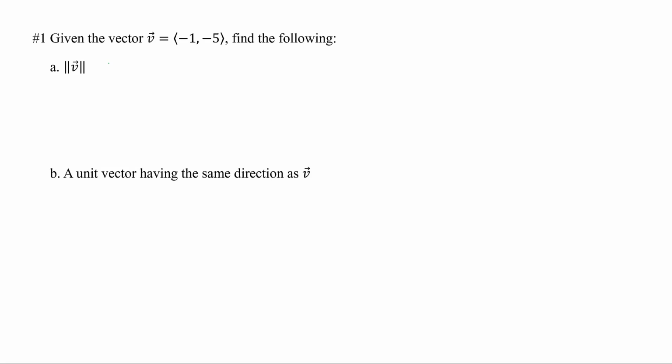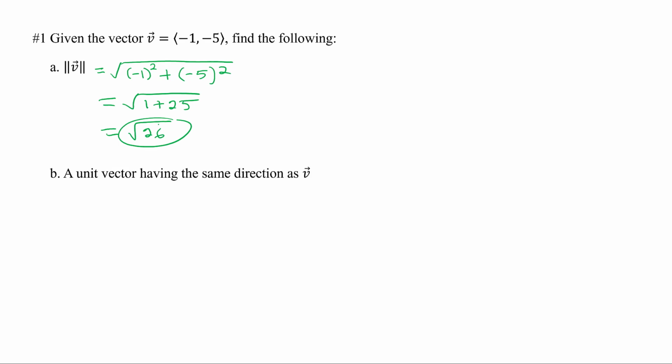Well, we do that by taking the square root of the first component of v, which is -1 squared, plus the second component of v, which is -5 squared. This simplifies to the square root of 1 plus 25, and we have a magnitude of square root of 26.